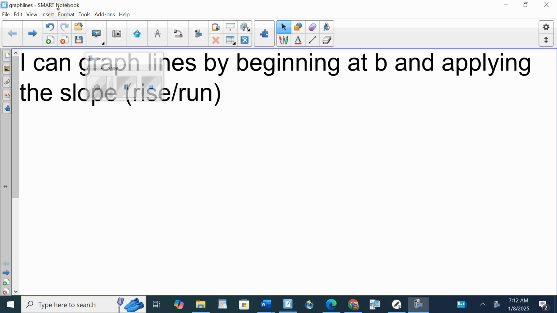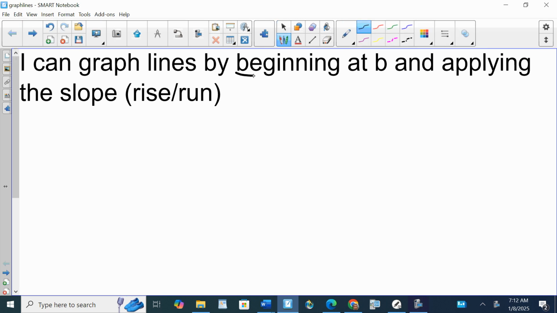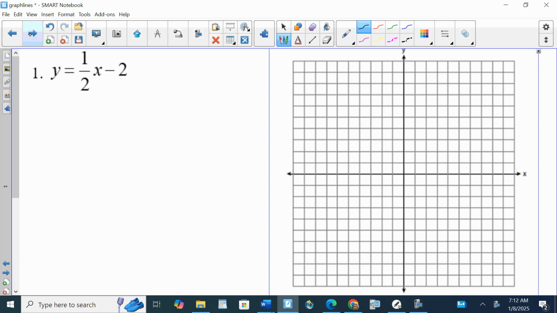Hello, everybody. Today I can graph lines by beginning at b and applying the slope, which is rise over run. In a previous lesson, we learned how to find the slope and y-intercept. We got y by itself. Now we're going to use that in order to graph a line.